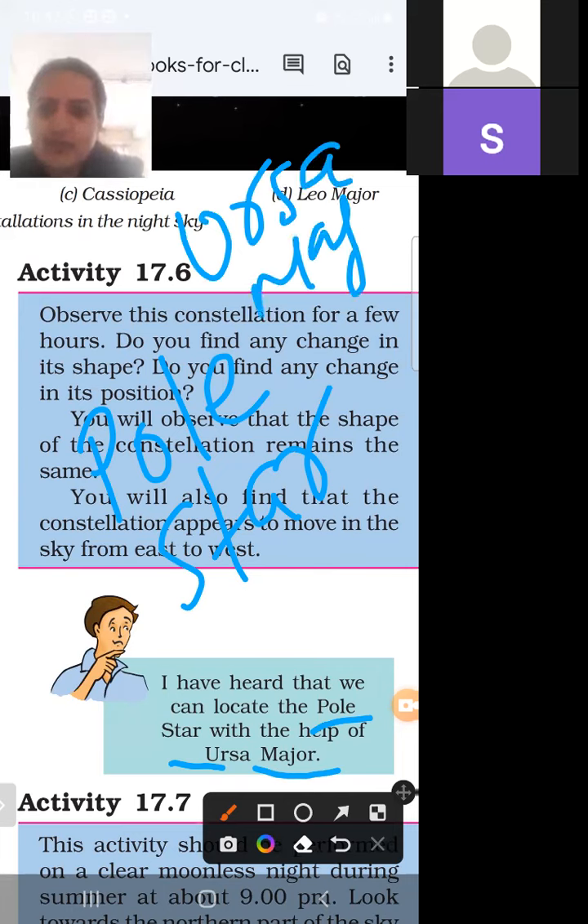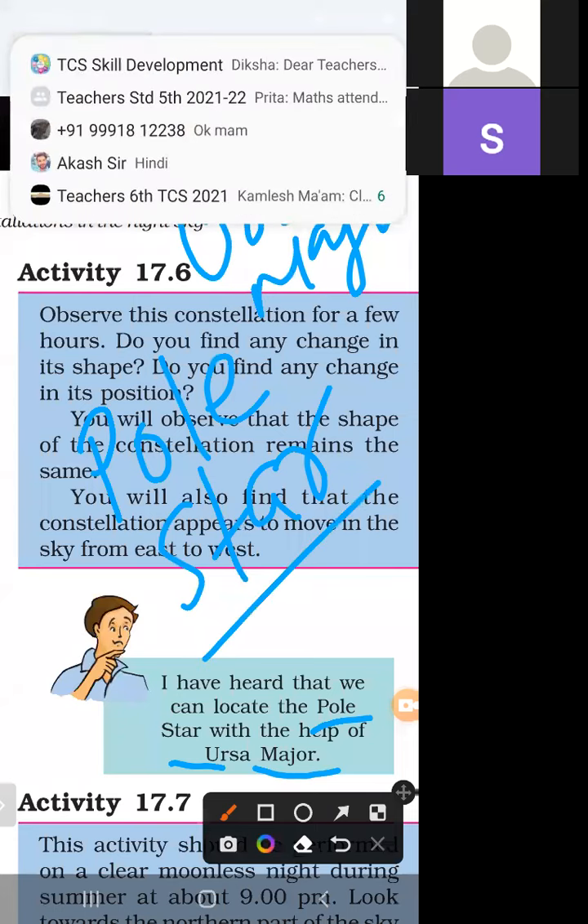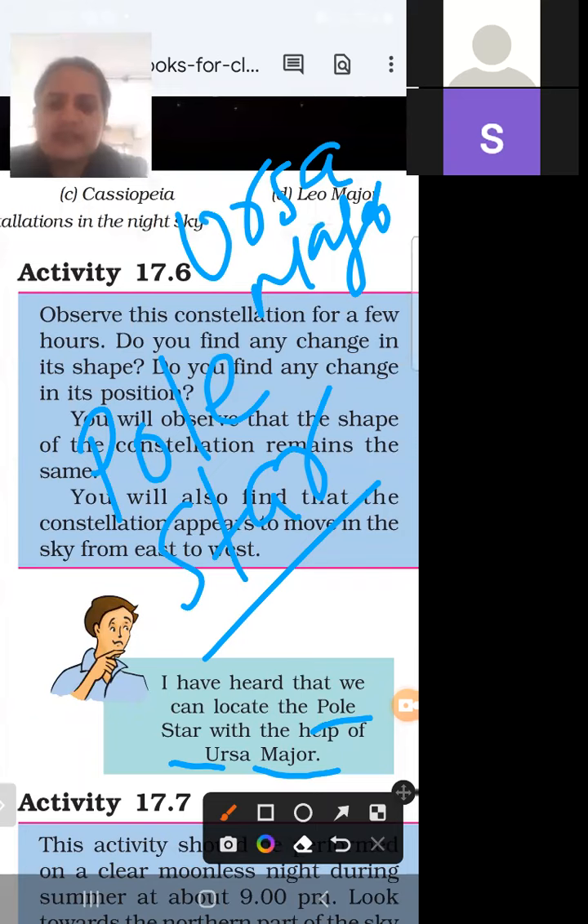So what do you mean by pole star? The star which does not move. So the star that does not move is called the pole star. So we can find the location of the pole star with the help of Ursa Major.